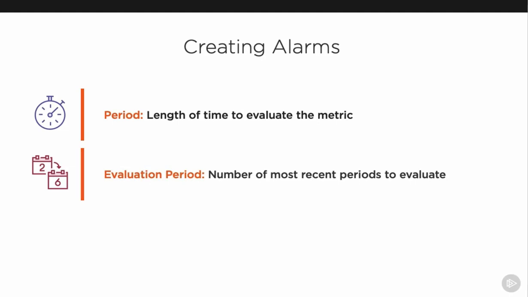So this is the number of your most recent periods, which you remember are the length of time that we're evaluating, that you want CloudWatch to measure. So it's monitoring the most recent configured amount of periods, and that equals your evaluation period. So if you want an alarm to be a little bit less sensitive, you might set this for a higher number of evaluation periods and then change your thresholds around a little bit.